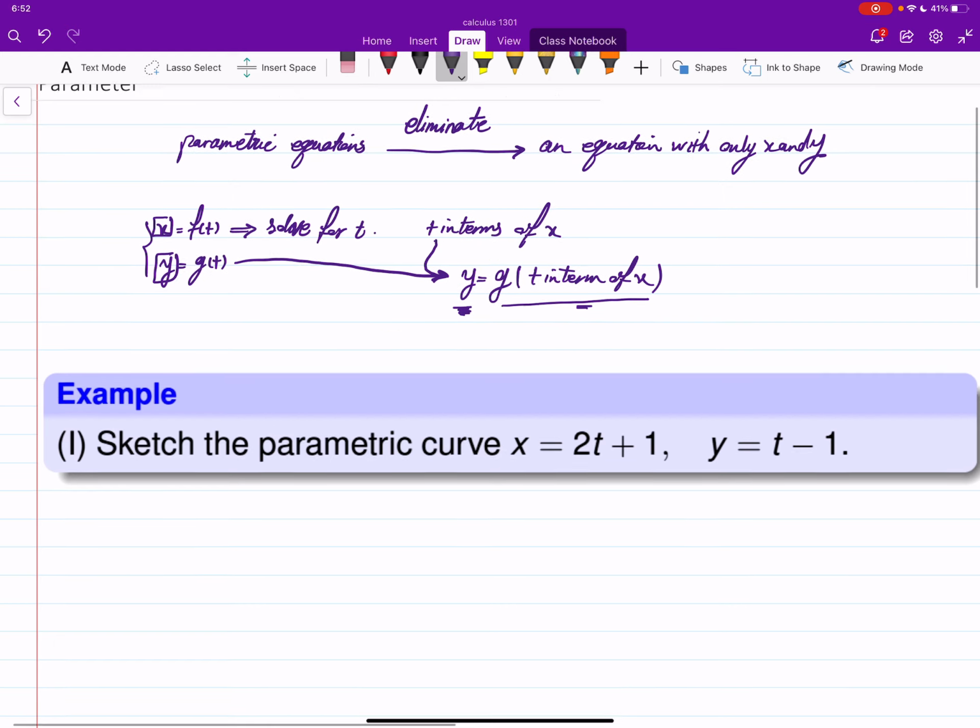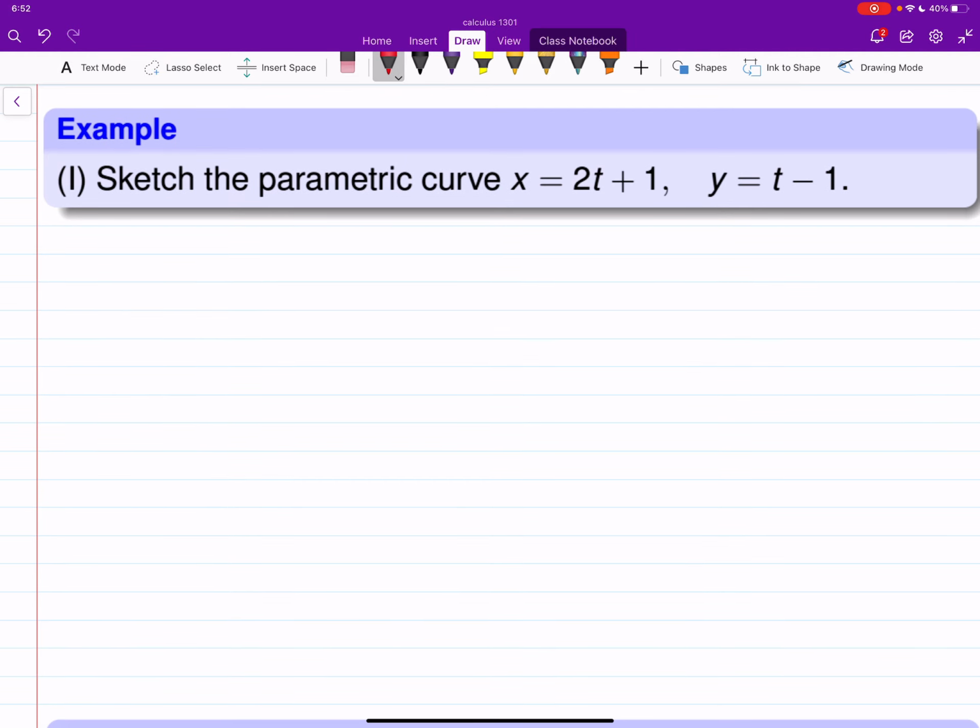For example, let's see this one. We actually did sketch this parametric curve before just by evaluation. So here I have x equal to 2t plus 1 and y is equal to t minus 1. What I do, I choose the first one in this case. Actually, in this case, it doesn't matter which one you choose. And then I go ahead and solve it for t. 2t is equal to x minus 1. And then t is equal to x minus 1 over 2.